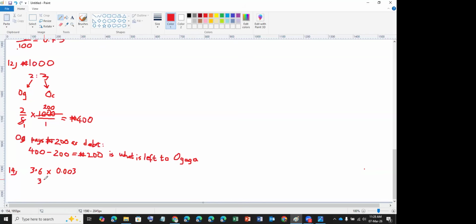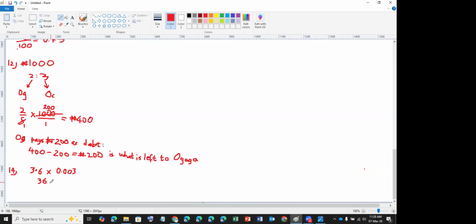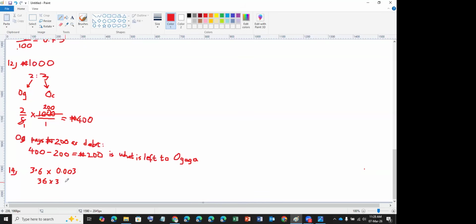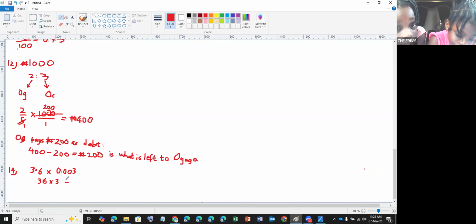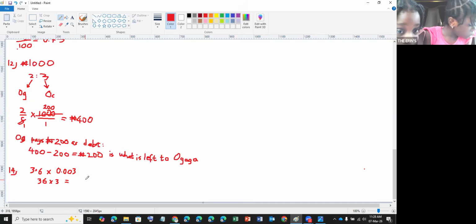3.603. Favor. It's multiplication. I did not know it. I thought it was addition. You thought it was addition? And the answer is 0. Yes, sir. So that 0.1. So the answer is 0.108. Continue.